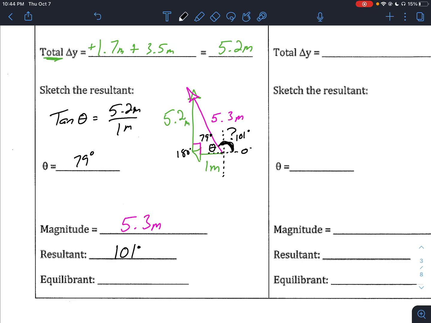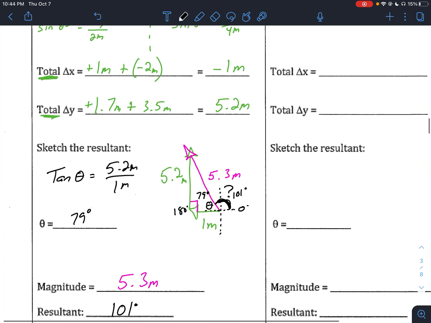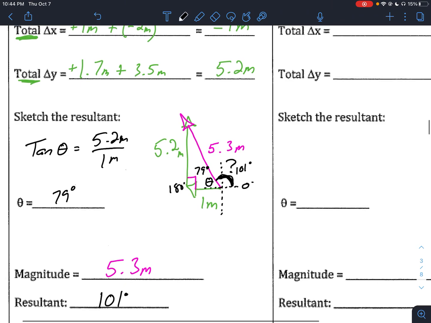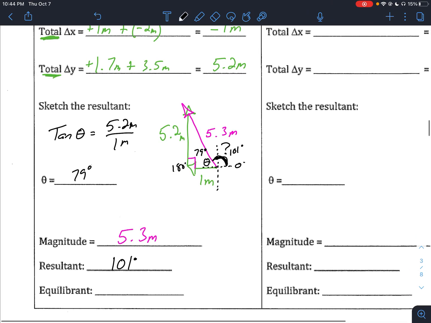And the equilibrium, so who do we have here? Jeff. We now know where to tell Jeff to walk. Jeff, you're going to walk 5.3 meters at 101 degrees, since we're starting from relative to 0. He gets there, and he needs to get back home. I know 5 meters is not a far distance. You could probably see where to go. But he's going to go 281 the other way to get back home, because we simply added 180.